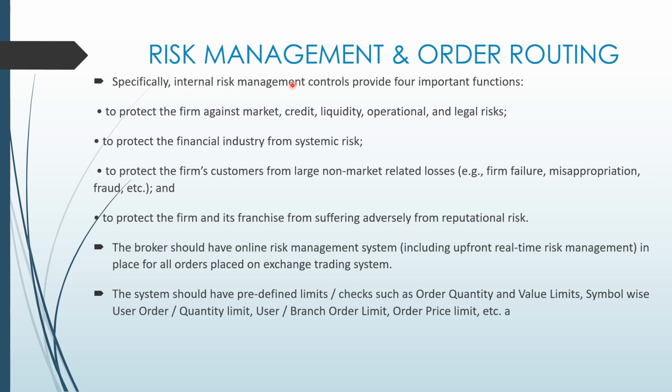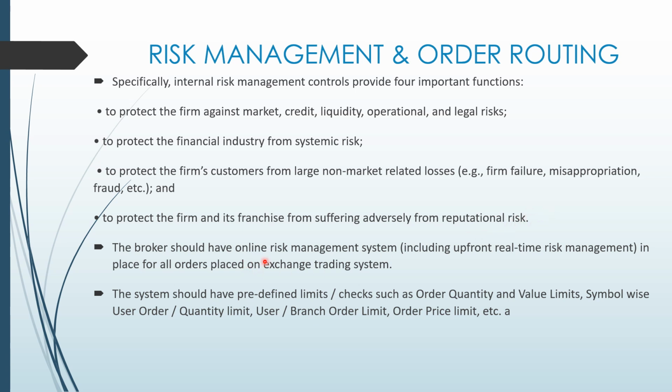Basically, there are four types of internal risk management objectives: to protect the firm against market, credit, liquidity, operational and legal risk; to protect the financial industry from systemic risk; to protect the firm's customers from large non-market related losses; and to protect the firm and its franchise from suffering adversely from reputation risk.